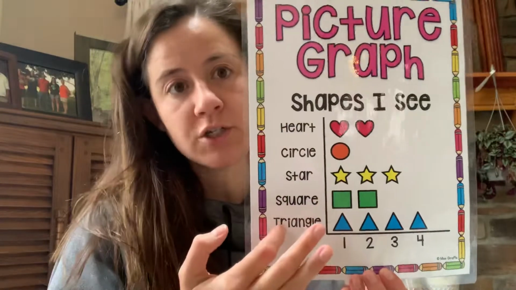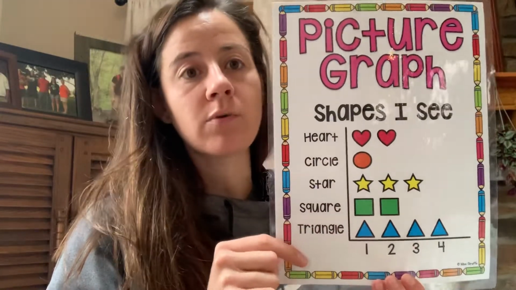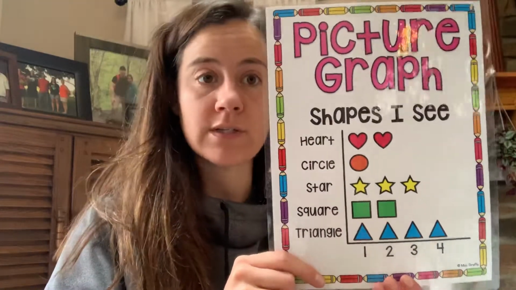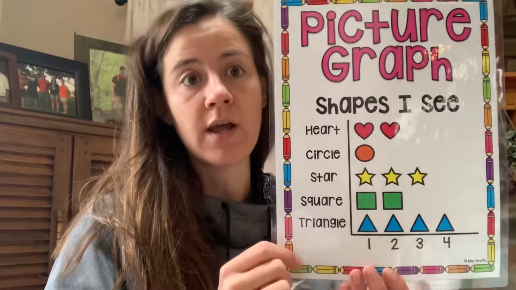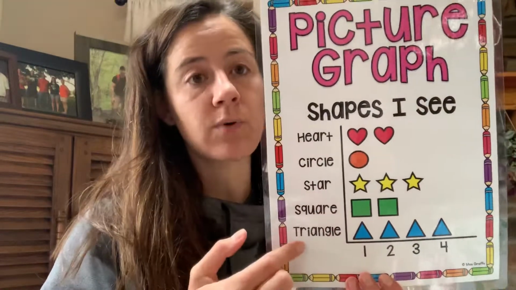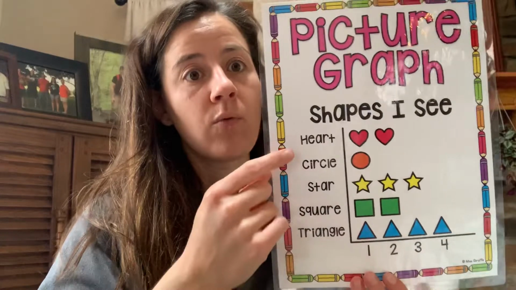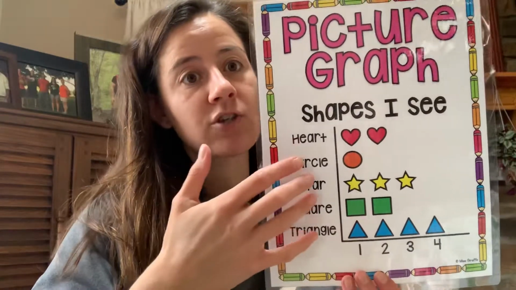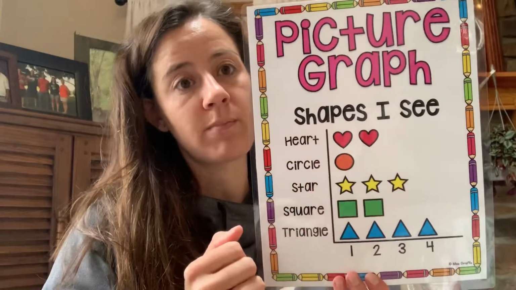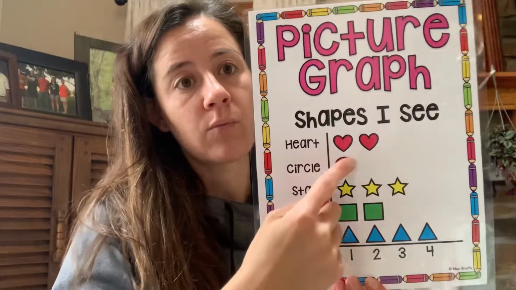Now it won't always be shapes. Sometimes it will be animals, sometimes it will be foods, sometimes it could be sports. It just depends. So for this one, we do have shapes, okay? We have the names of the shapes, and then they actually use that same shape for the picture. So for hearts, we have 2 hearts.